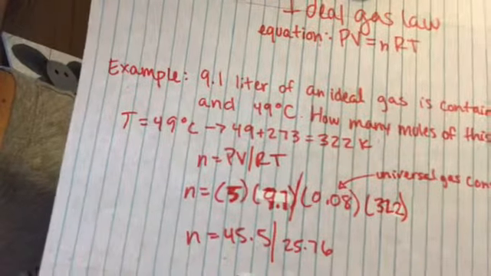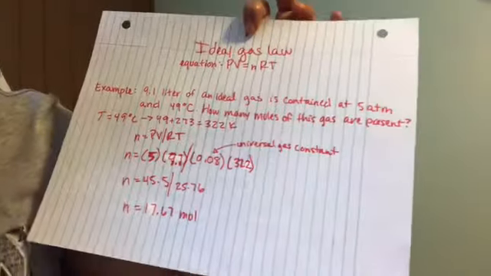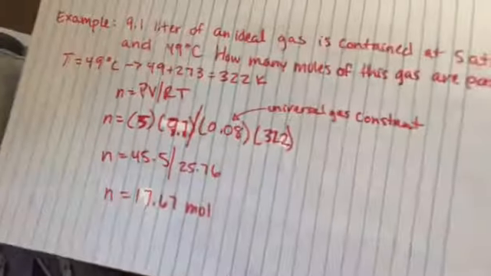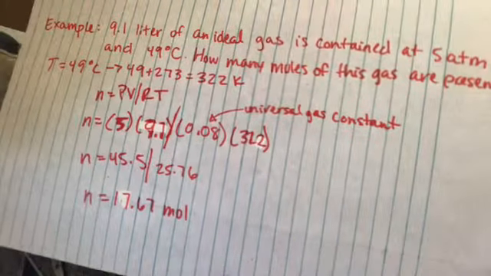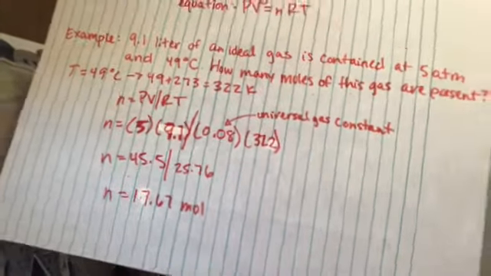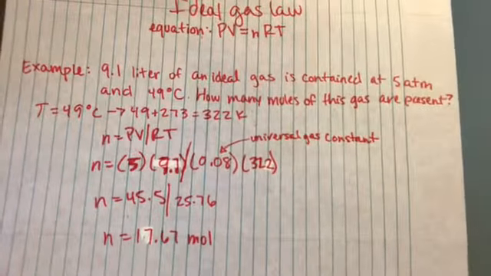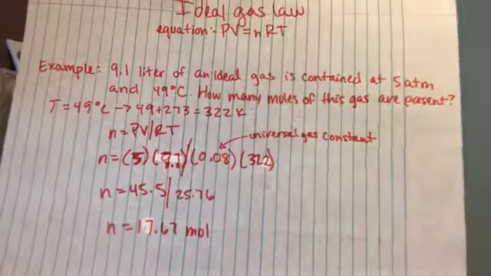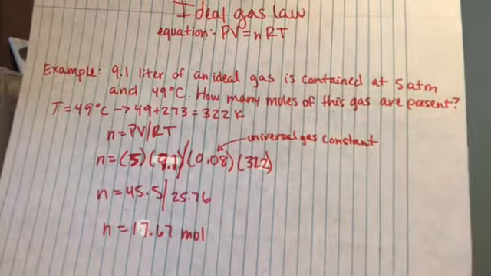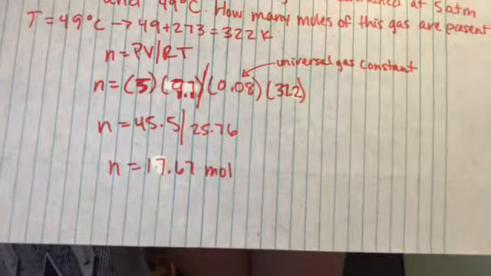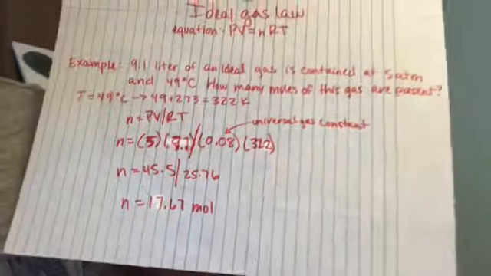So we need to remember to put temperature into Kelvin by adding 273, which would equal 322 K. And then we just plug it in. And right here, 0.08 is the universal gas constant, so it always will be there in that problem. So R is the gas constant, which is 0.08, and we simplify it in order to get 17.67 moles.